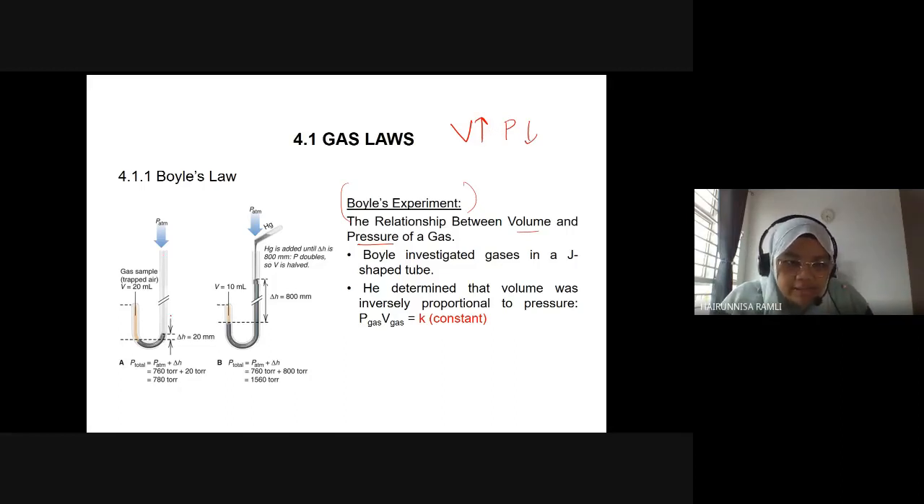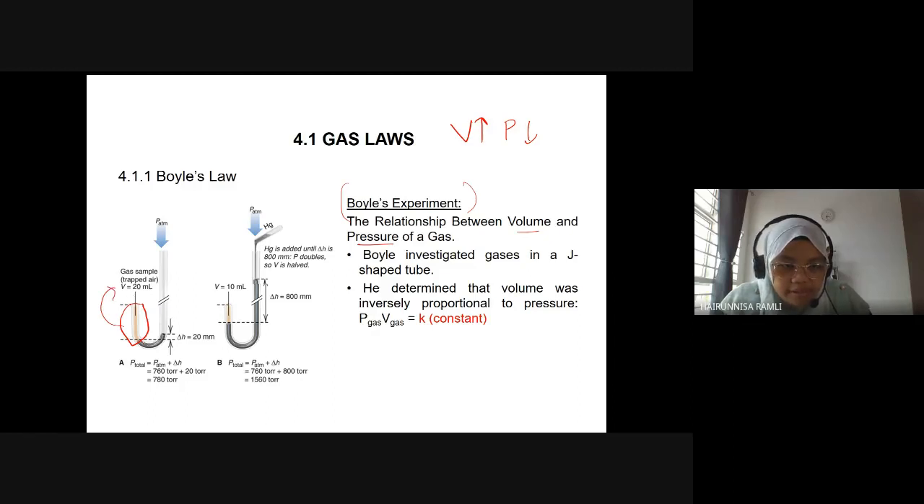Okay, so macam mana? If you look at this, dia buat eksperimen guna J tube, bentuk J ni. Contohlah, kita nak ambil volume kat dalam ni. Volume apa? Volume of gas. Kita ada mercury kat sini kan. So sini kosong, dia dah trap kat sini. So yang trap ni kita sebenarnya nak measure berapa volume dia. Okay, let's say lah kat sini volume dia 20.